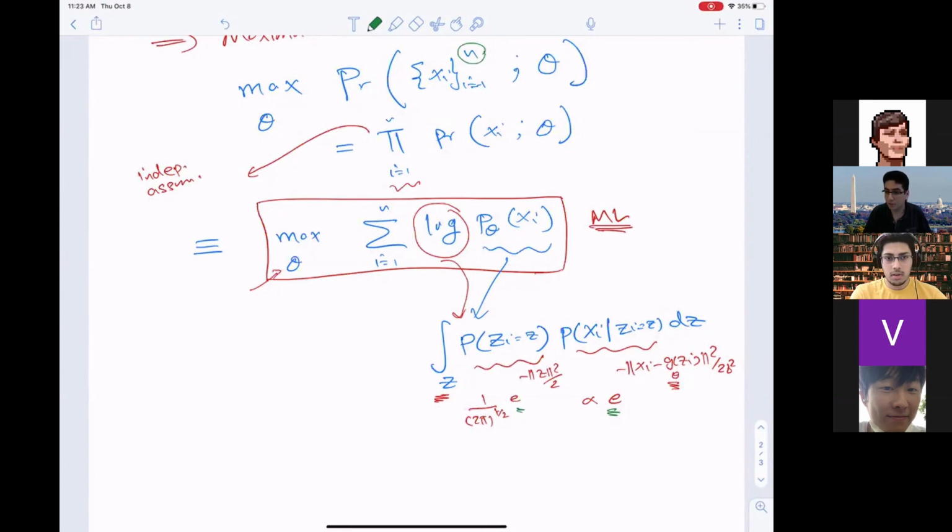The answer is no. It is not going to be the same as before, because the log of an integral is not equal to the integral of the log. So that's the issue. It's going to be very hard to compute.